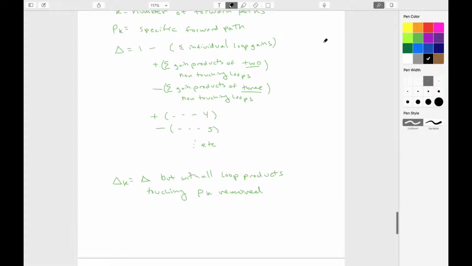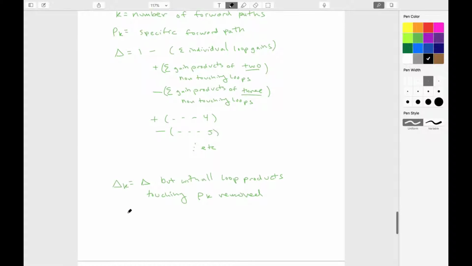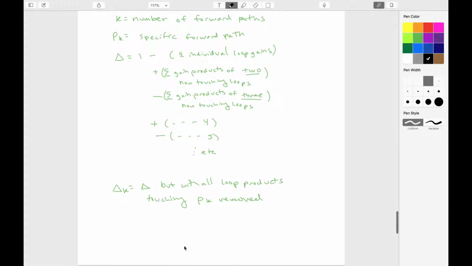Now, probably most problems that you would see at an undergraduate level would be within the first 2 or 3 of these. So I've used dots here to do that. And then the last thing we need to know is that delta k, or delta sub k, is just delta, but with all the loop products that touch p k removed.